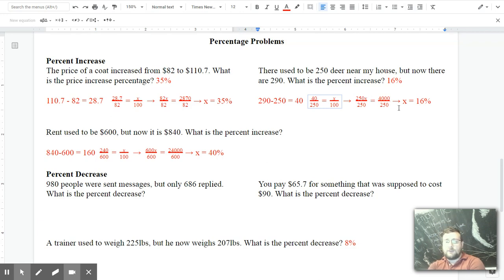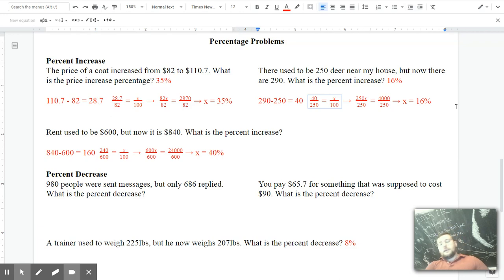Divide both sides by 250 to find out that the answer is 16%. If you had used 290, you would have gotten 116%. You would have to remember to subtract 100 if you did it that way. Next problem, same kind of idea.